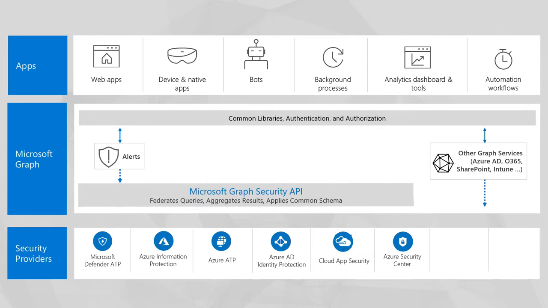If you're familiar with Microsoft Graph, the same way that you would authenticate to the graph, you also authenticate to the Security Graph API and all of its entities. So on the top part, that's how all the client applications connect to the Graph Security API. And because it's a REST-based API, whether it's a web application, bots, device, or native applications, any kind of analytics, dashboards, and tools, they can connect easily through Graph API with all the security providers to the graph.